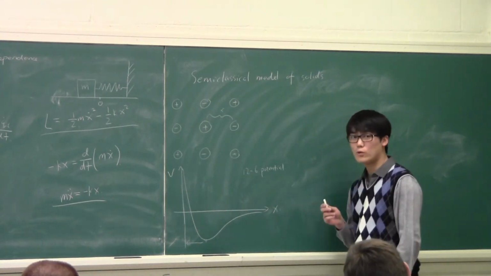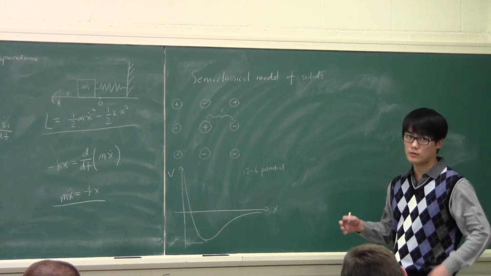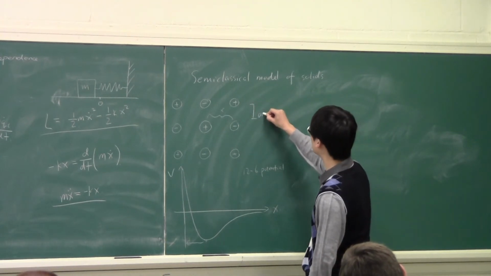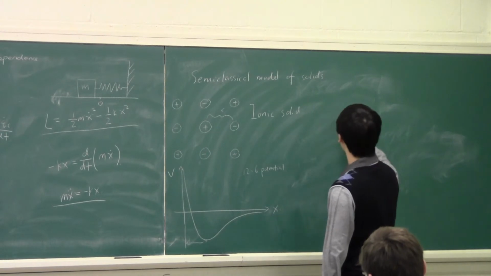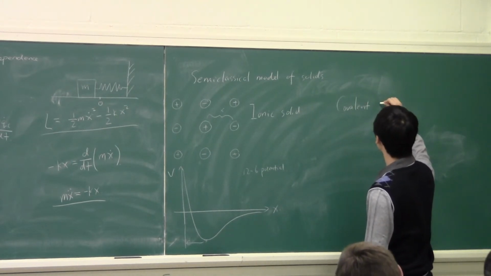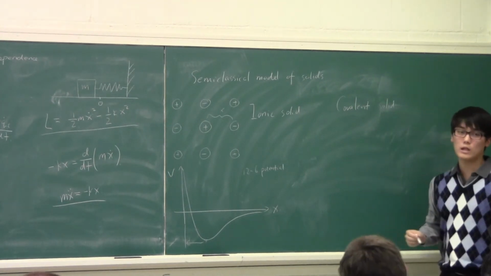Now there's also another form of solid, and those are held together by covalent bonding. So this is the ionic solid, but there's also the covalent bonding. Now this is a little more complicated.